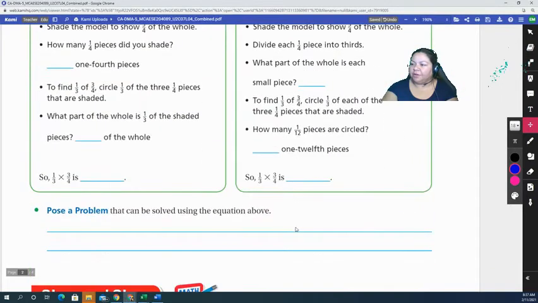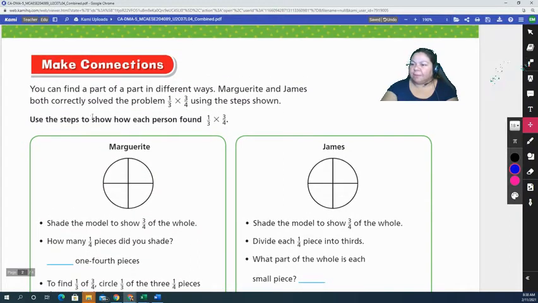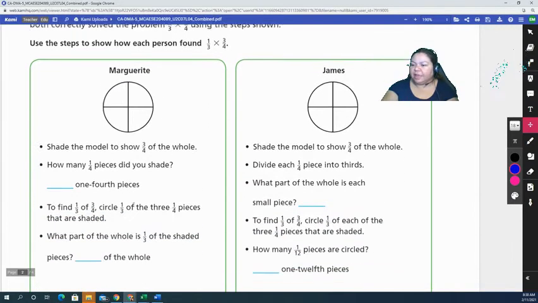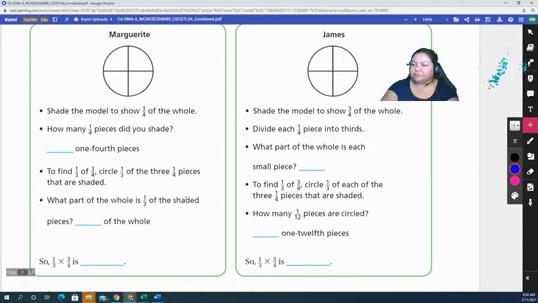Here we have some other examples now using the fraction circles. You can find part of a part in different ways. Margaret and James both correctly solve the problem 1/3 times 3/4 using the steps shown. So here we have two other examples, and they have marked the steps to show how they found 1/3 times 3/4. So let's go ahead and read it.